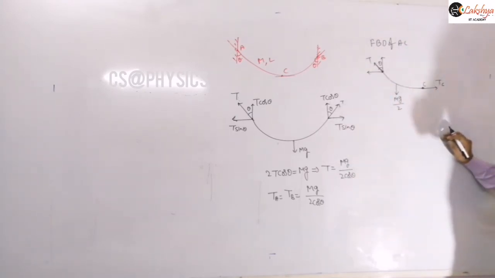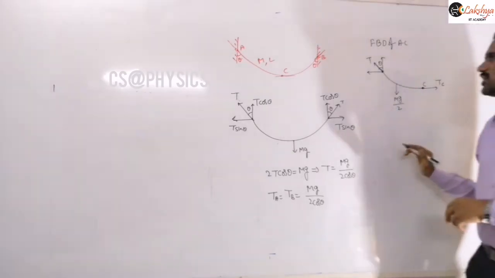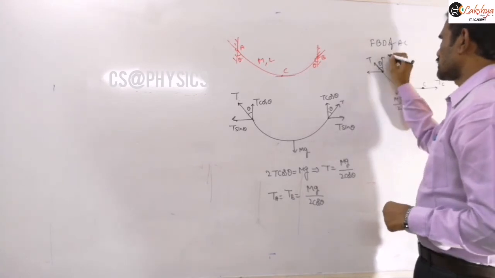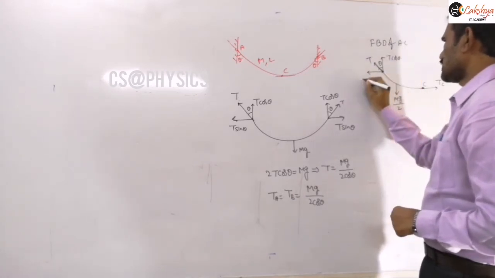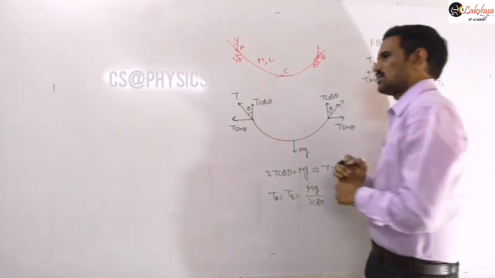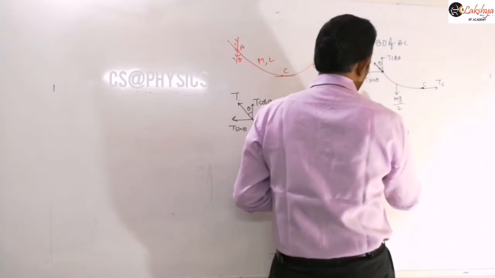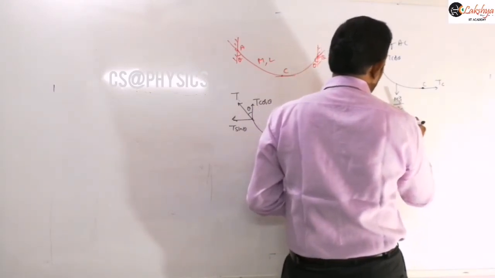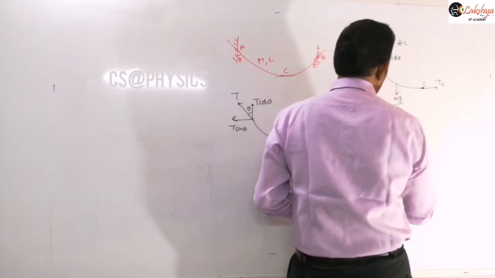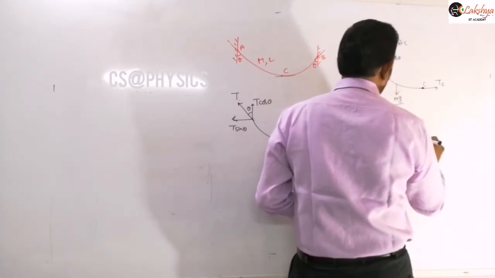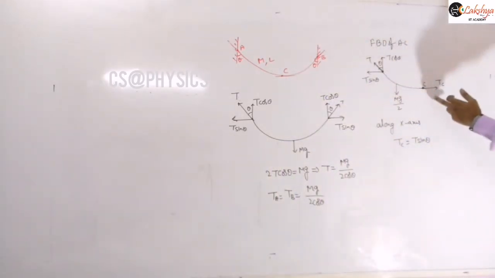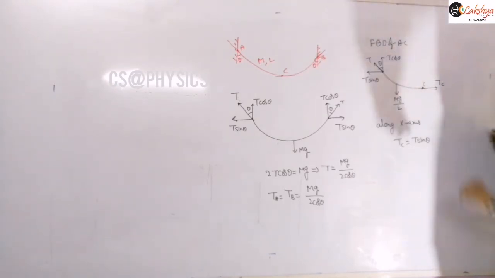Now let us take the equilibrium in the horizontal direction. This component is T cos theta here and this is T sin theta. Considering the equilibrium along the horizontal, along the x-axis, I can write Tc must be equal to T sin theta. So the tension in the horizontal direction, on this side the force Tc will be there and on this side T sin theta is there.